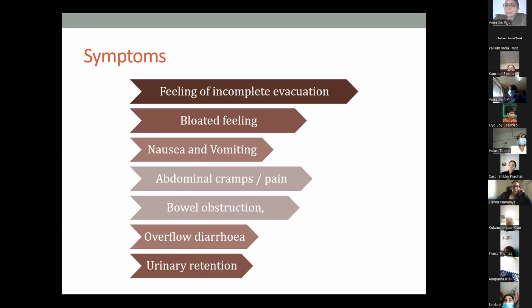So what do they complain with? They say they have an incomplete evacuation feeling. They have a very bloated feeling. They might say that they're very nauseous, having vomiting, or they have severe abdominal cramps. Or they might say they're having overflow diarrhea. Now, this is a very, very common thing that we see. And the patient might come and tell you, I am never going to have that laxative again because I just had very little. Or they might just say that, I'm just passing stools continuously.